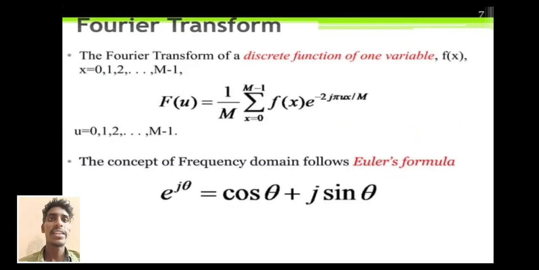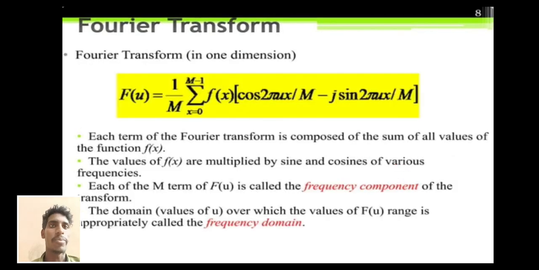See, then the Fourier transform of a discrete function of one variable is F of u equals 1 by M summation x equals 0 to M minus 1 f of x e power minus j 2 pi u x by M. The concept of frequency domain follows Euler's formula: e power j theta equals cos theta plus j sin theta. This is the Euler's formula.